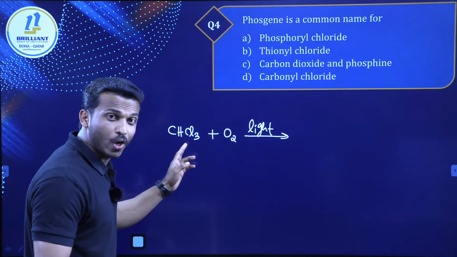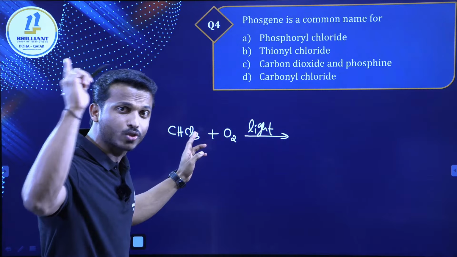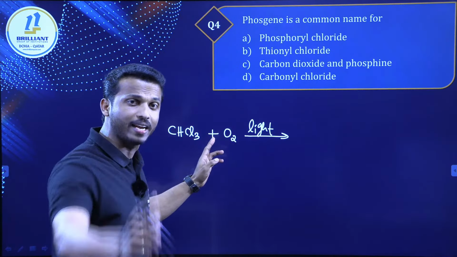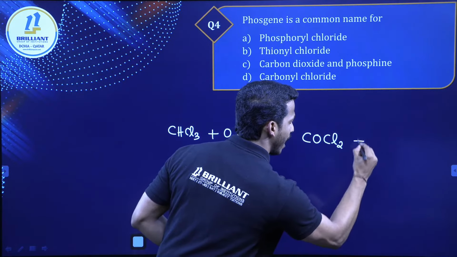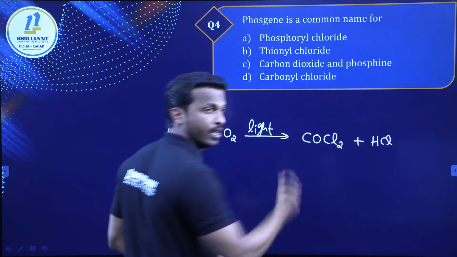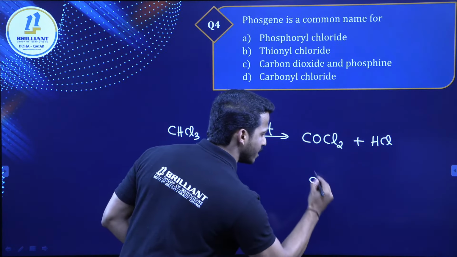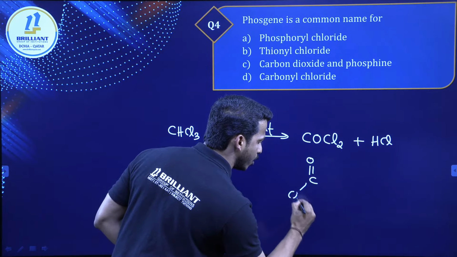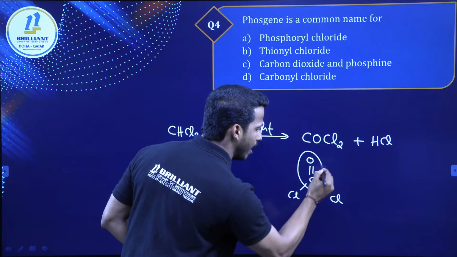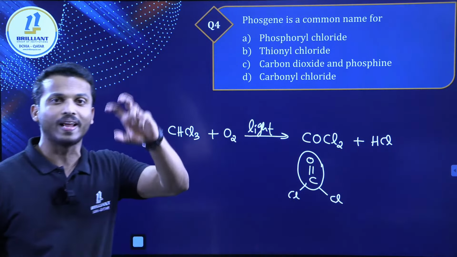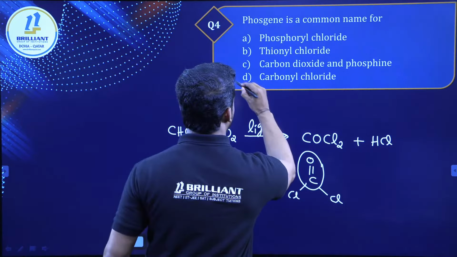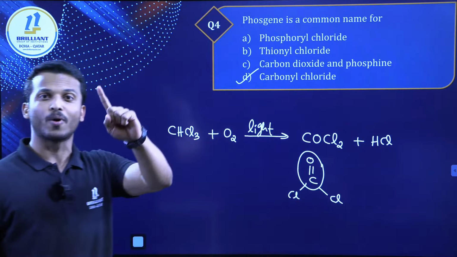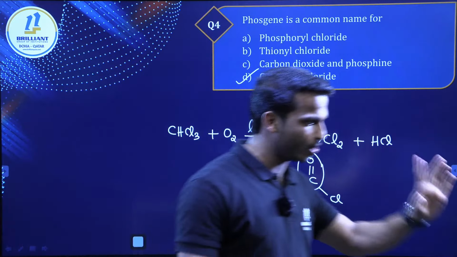Dear all, this is chloroform. When chloroform is exposed to oxygen, it reacts with the light. It will give you the poisonous gas COCl2 along with hydrochloric acid. What is COCl2? Carbonyl chloride. That is the other name of which one? Phosgene. So phosgene, dear all, is also called carbonyl chloride. Yes. Very good, all of you.